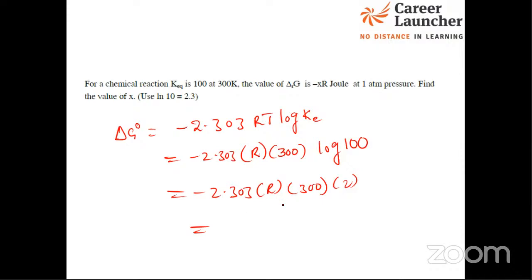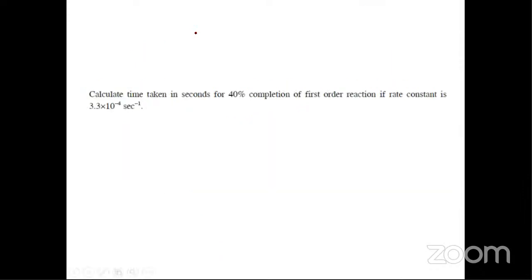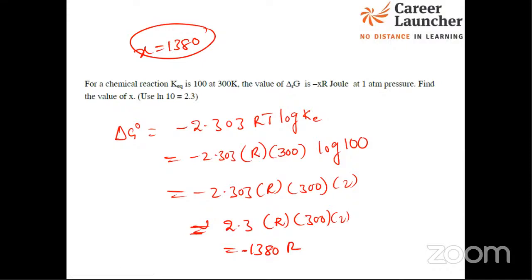The value 2.303 is given as an approximation of 2.3, so it is 2.3 into R into 300 into 2. The answer is 1380 R. The X value is 1380. X is 1380. Next one.